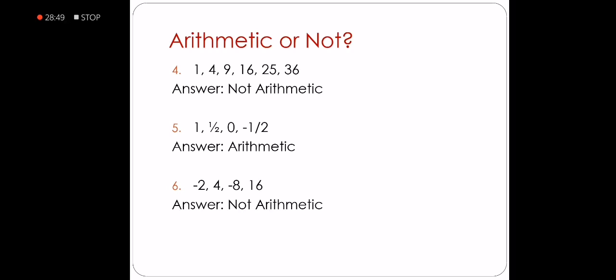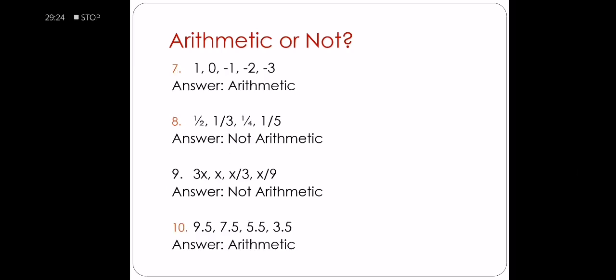In number 6, we have negative 2, 4, negative 8, and 16. Of course, this is not an arithmetic sequence. In arithmetic sequence, do not forget, wala tayong magiging sagot na alternate, alternate yung negative and positive, because it is impossible in arithmetic sequence. Kung mapapansin nyo, nagmumultiply tayo ng negative 2 para makuha natin yung next term. Negative 2 times negative 2 is 4, times negative 2 is negative 8, times negative 2 is 16. So, that's simply not an arithmetic sequence.